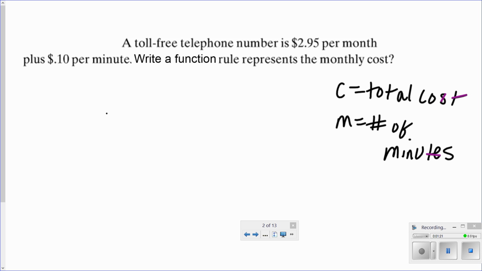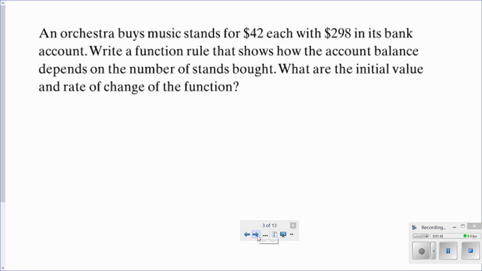So now $2.95 for 1 month. We're getting a total, so we know we're going to add. And it's 10 cents per minute, and we don't know how many minutes. And that's going to represent our total cost. We want to make sure, since it's money, it's 10 cents, not 10. So let's look at the next one.